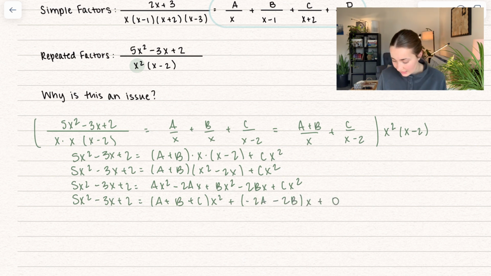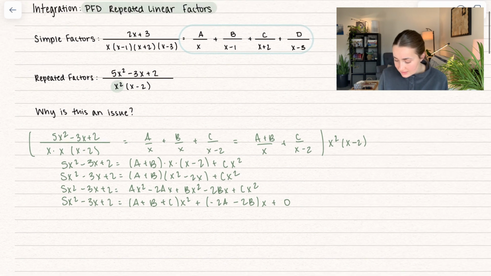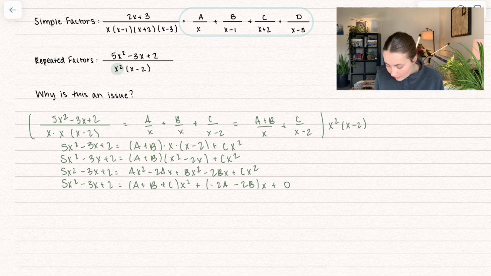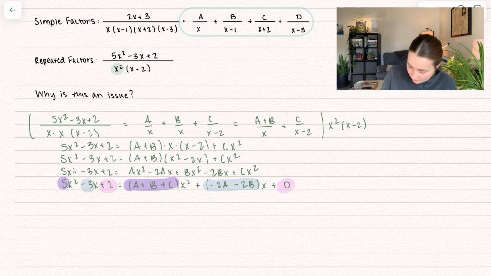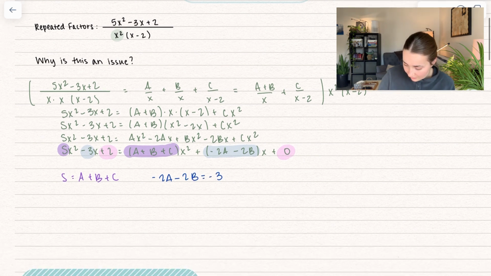So remember, the left and the right side need to be completely even. So that means our x squared terms have to be the same. It also means our x terms have to be the same and our scalars have to be the same. So let's go ahead and set this up. It's going to be three equations, right? First, we have that 5 has to equal A plus B plus C, right, in order for those terms to be the same. And then we also have that negative 2A minus 2B has to be equal to negative 3. And then finally, our scalars have to be equal, in which we have 0 is equal to 2.